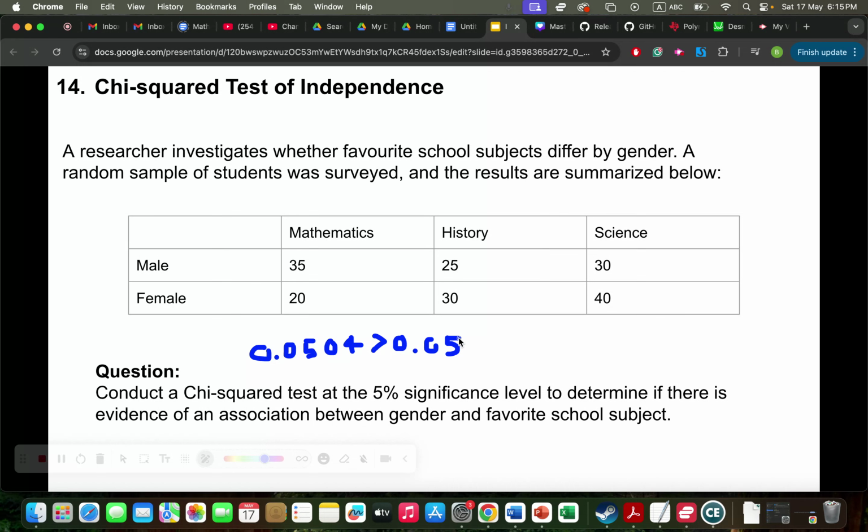So what that basically means is that there is no association between the gender and the favorite school subject. That means they're independent, because I think I said the other way around earlier. So no association between the gender and the favorite school subject. And that's really it for me for the chi-square test of independence.